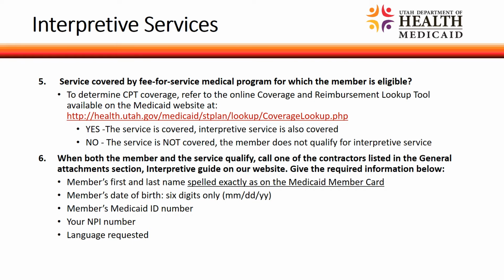When a member is enrolled as fee-for-service, determine CPT coverage by referring to our coverage and reimbursement lookup tool located on our website. And when both the member and the service qualify, then you can call one of the contractors listed in the General Attachments section, Interpretive Guide on our website. Give the required information below, which includes member's first and last name spelled exactly as on the Medicaid member card, the member's date of birth, 6 digits only, member's Medicaid ID number, your NPI number, and the language requested.